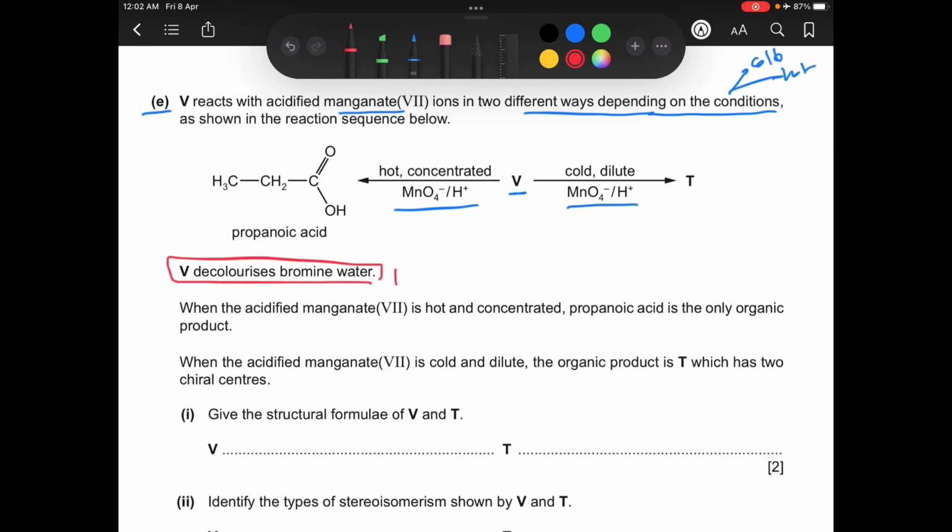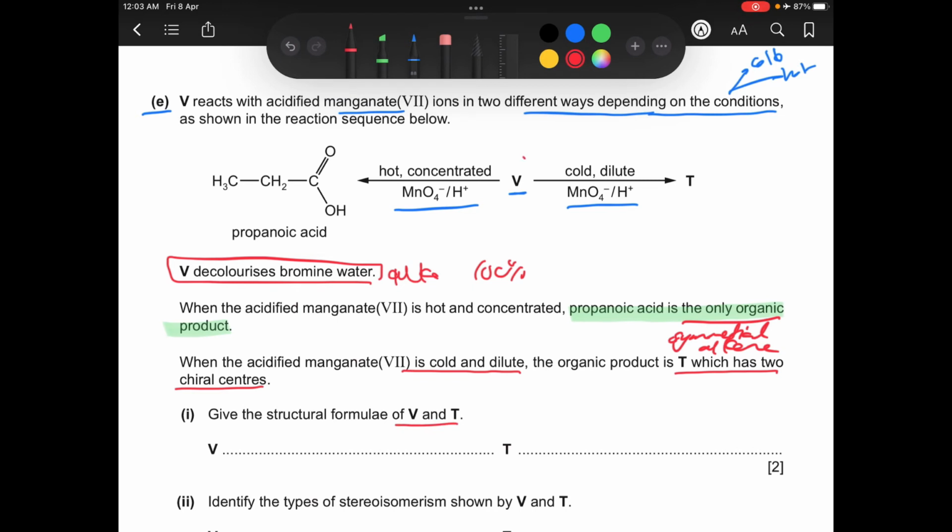So we're supposed to have an alkene 100%. It says that when acidified manganate is hot and concentrated, propanoic acid is the only organic product. When we say we have only one product, it means that you have a symmetrical alkene. And it says that when acidified manganate is cold and dilute, the organic product T has two chiral centers. Give the structural formula of V and T.